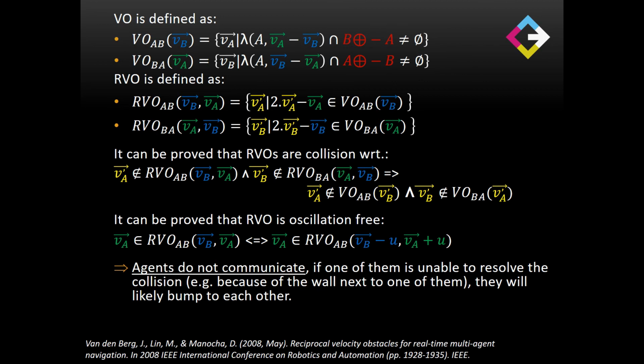However, RVOs are not without problems. Agents do not communicate, so if one of them is not able to resolve the collision the RVO way, for instance because there is a wall next to it, then the collision is not avoided. Such a problem can be alleviated, for instance, by iterative computation of velocities for agents before you actually apply them. However, this approach is computationally intensive.